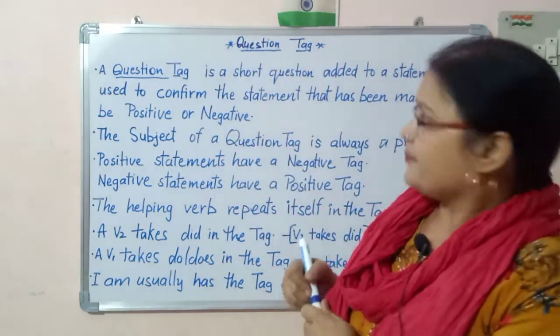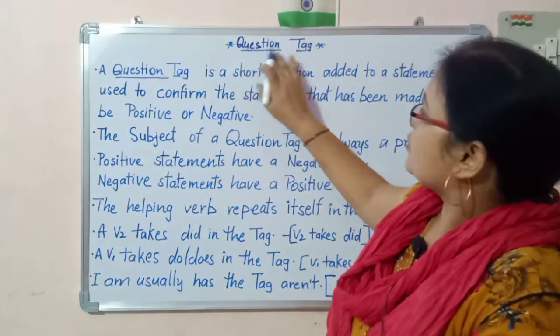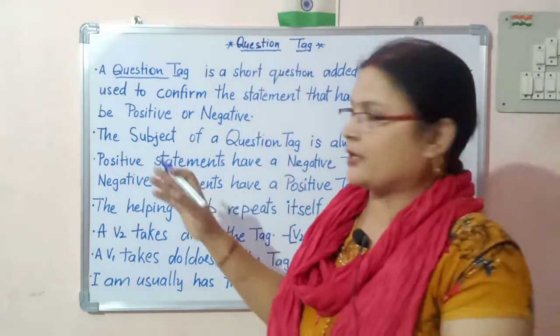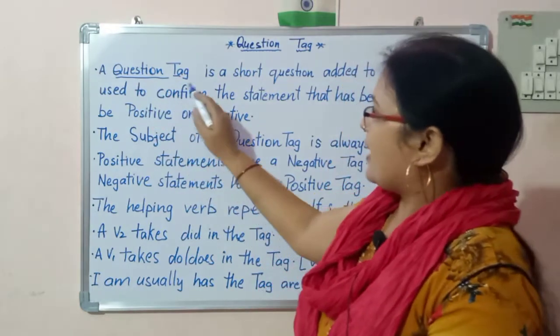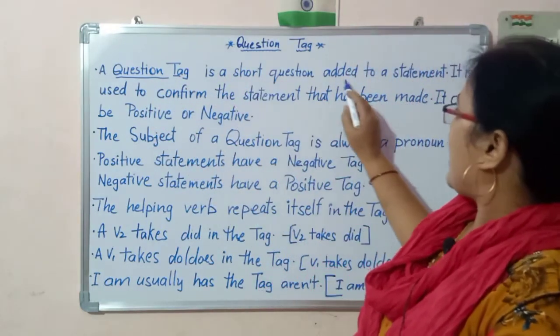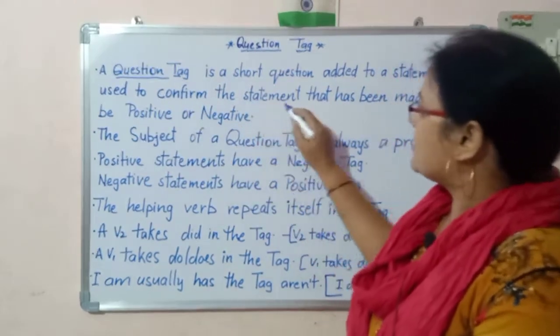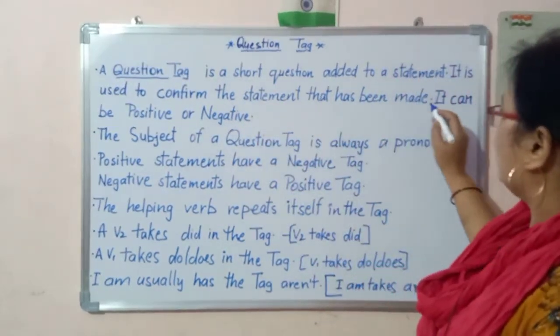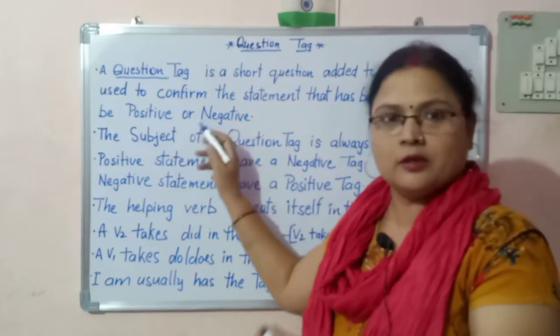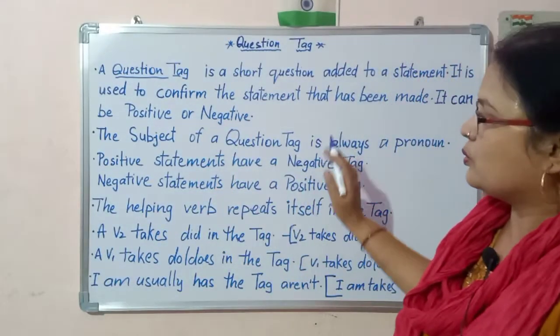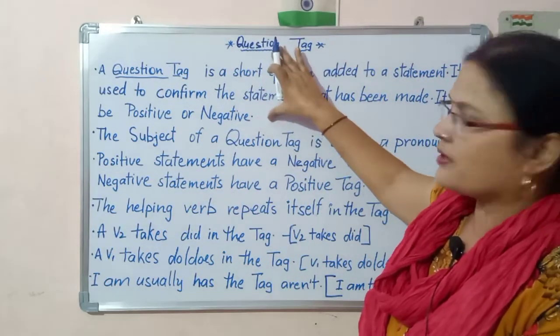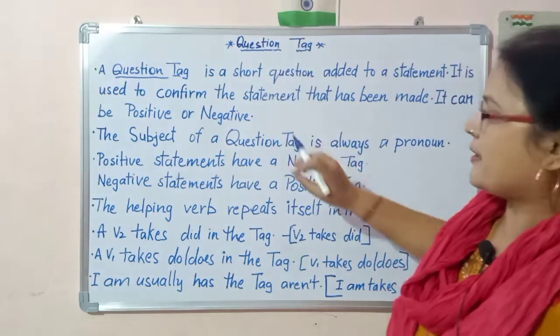So first, what is a question tag? A question tag is a short question added to a statement. It is used to confirm the statement that has been made. It can be positive or negative. The first rule: what is the definition? This is the definition of the question tag.